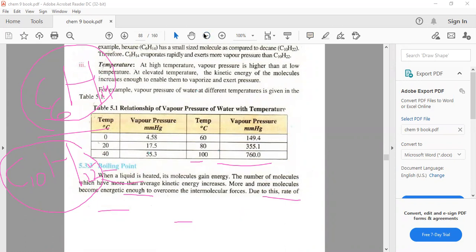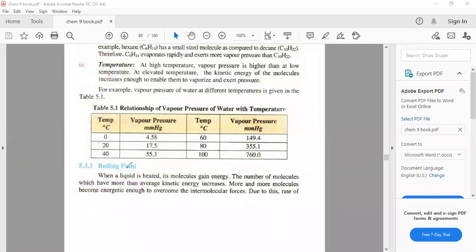Next, we have a topic that is boiling point. In our daily routine, we use this term boil: the milk is boiled, water is boiling. So what is the boiling point? Now we are going to discuss what the boiling point is.